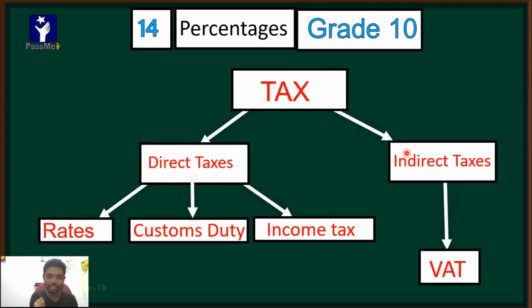Custom duty. I know that. Definitely I know. Income tax, I know that. I earn something more than other people, therefore I need to pay some income tax to the government. I know that. Rates also the same. I'm using the Pradeshiya Sabha or whatever the city which you are in. So you are using the roads, you are using drainage or water supply facilities by the government. So you need to pay for that.